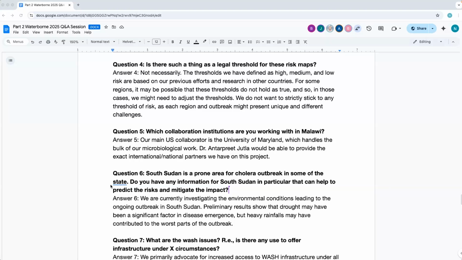So if we see that in one country our model's not performing as well, maybe we're predicting high risk consistently, but there's very low cases of cholera or outbreaks aren't happening, maybe we need to consider adjusting the thresholds, or maybe outbreaks are occurring even though we have only medium risk. So it's something that we don't want to stick to strictly on the threshold distinguishing. We've tried and tested this with several regions, and these are the numbers that we have, but things can always change based on new information.